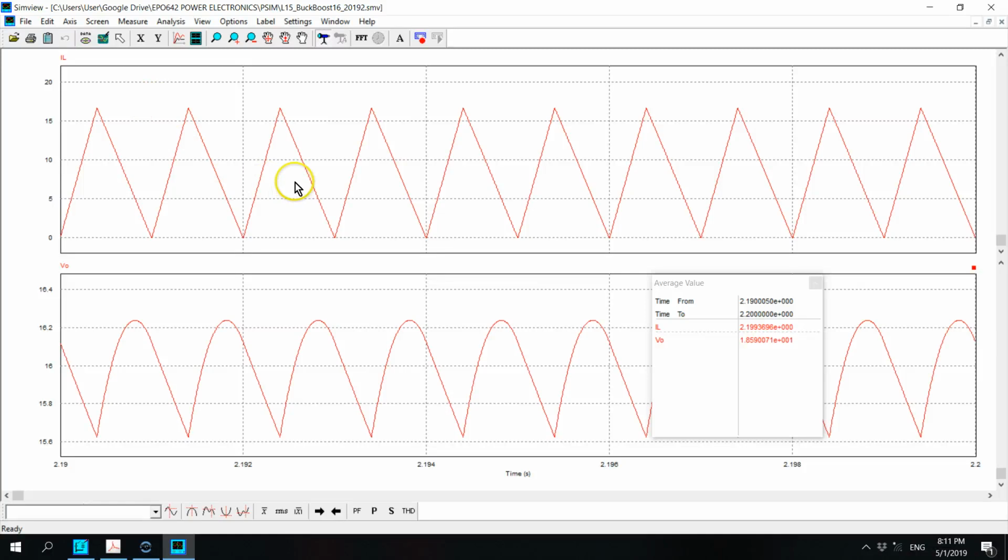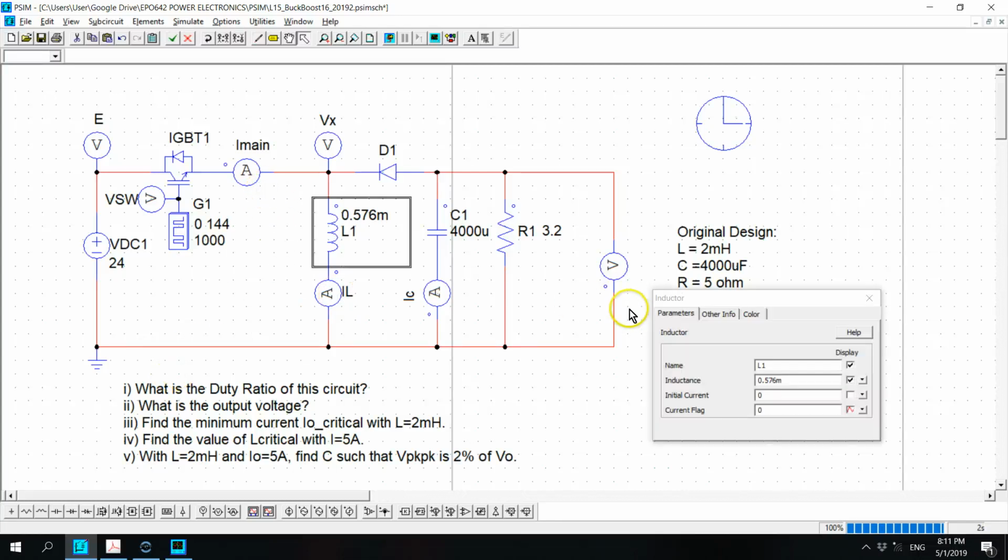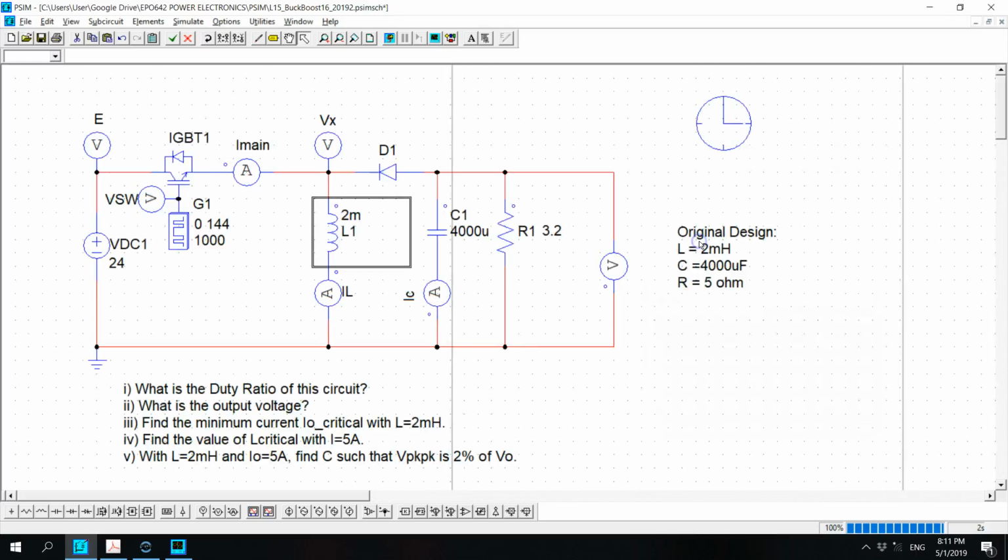Yes, it's confirmed that the inductor current falls to 0 and then rises again. So this is of course at the boundary. And again, if you take the output average, it still gives me 16 volt, which agrees with the equation that we used just now. Right. So number 5, with L equals 2 millihenry, we change back to the original design specification, 2 millihenry, and I naught is 5 amp.